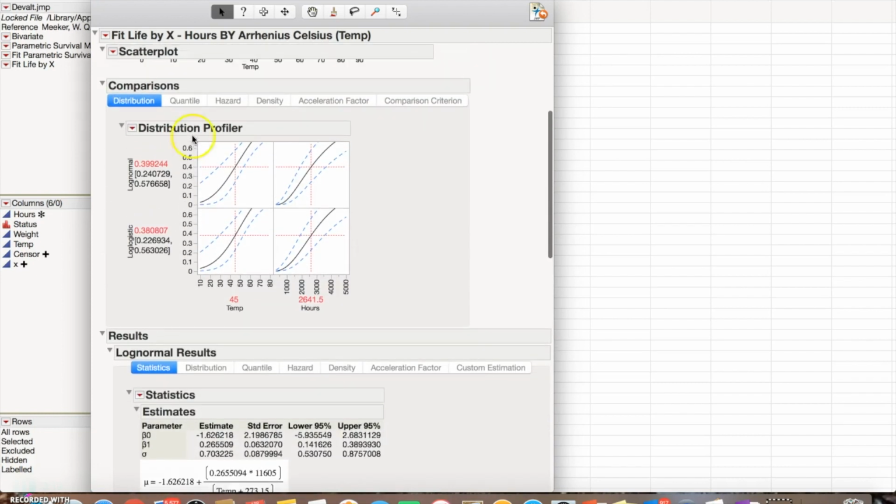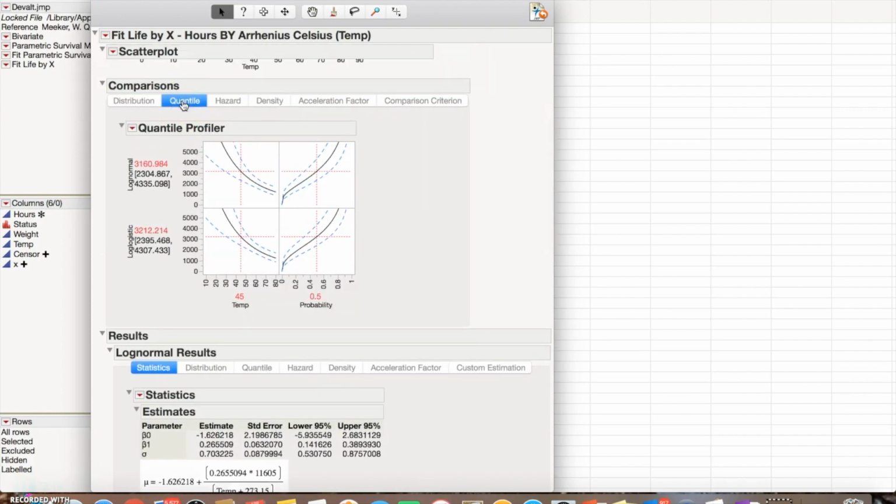So going back up here, we're going to go to quantile. And in the quantile, we're looking at log normal again, since we've determined that that was the best. And we can see that at a probability of 0.5, which is 50%, it's going to fail at a temperature of 45.